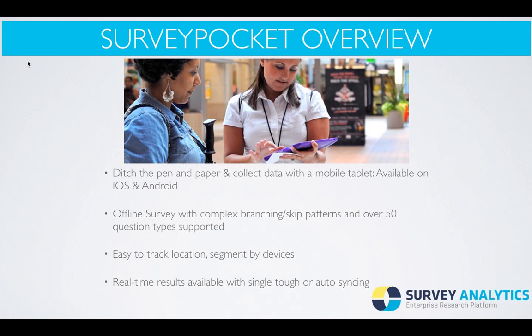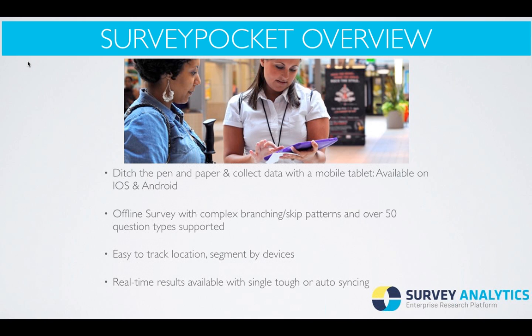So a quick SurveyPocket overview. Basically, the SurveyPocket tool allows you to collect data in the field. Instead of using a pen and paper, you can go ahead and ditch that and collect it with the mobile tablet. We have it available on the iOS and the Android tablets. The SurveyPocket tool has the offline survey capability, and it also supports complex branching and skip patterns and over 50 question types available for you to use.